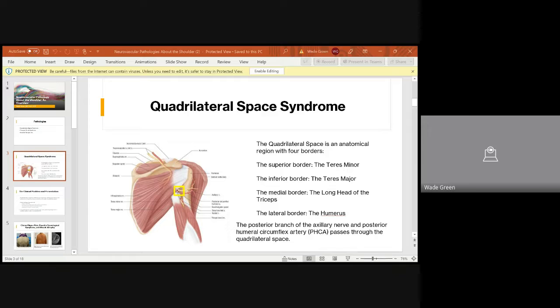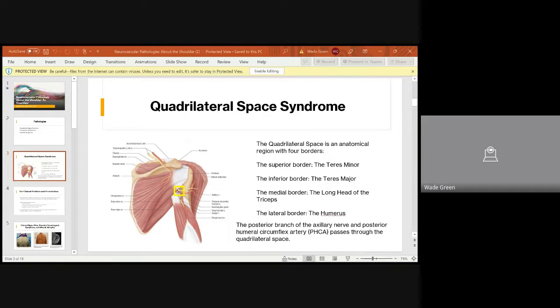Why would their pain get worse with abduction and external rotation? Because that would contract those muscles and I guess compress them even more. Yeah. So it would cause the deltoid and the teres minor to contract, and obviously when those muscles contract, they're going to shorten, and that's going to actually decrease the area of the quadrilateral space.